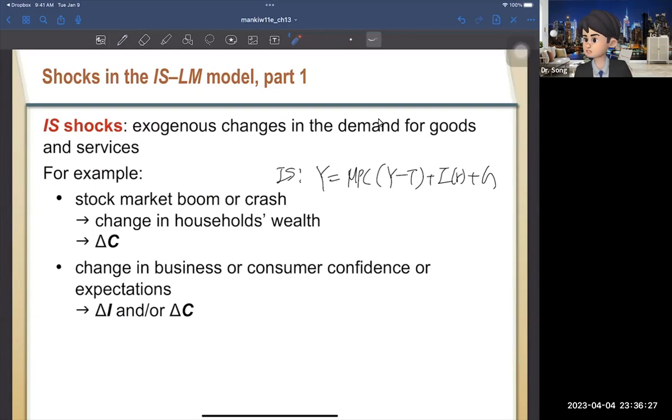So here, the first one, stock market boom or crash, that affects your income. So when there is a stock market boom, then you become rich. So household wealth goes up, then people consume more, right? So that affects the IS curve. The second one, change in business or consumer confidence. So you have a bright future and you decide to make more investment because of the bright future, right? So in this case investment goes up, and the IS curve shifts to the right. Okay? That's the IS shocks.